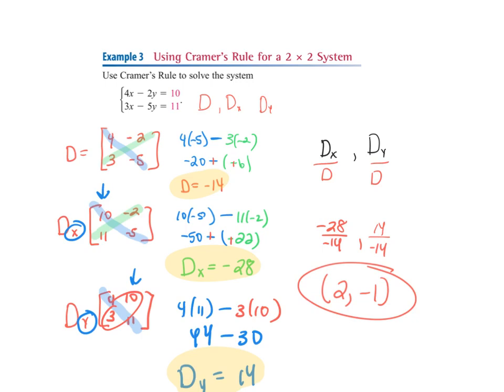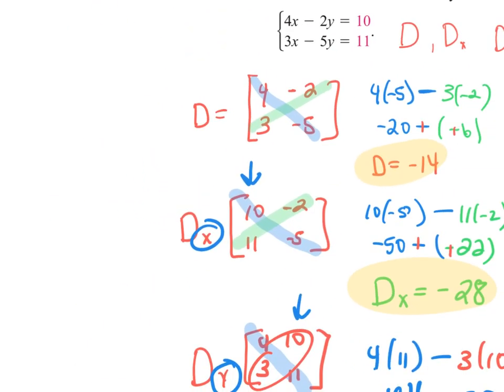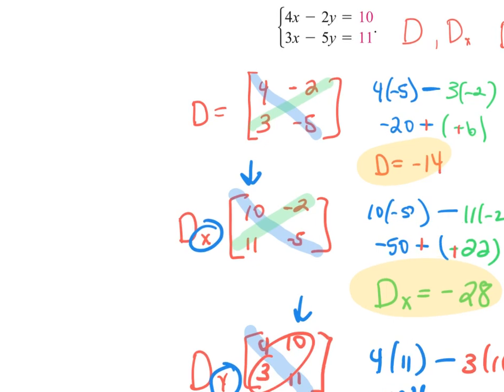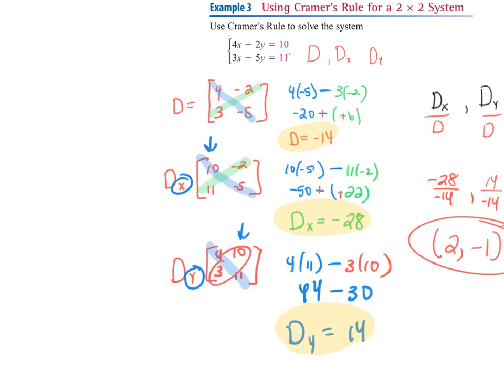How do I know that I'm right? Plug it back in. Take 2 and negative 1 and plug it back in. So what you do first, let's go through this. The first thing you do is you find the determinant. You use the coefficients. Then you find the determinant for d sub x, d sub y. Say there's a z, d sub z. Whatever little letter you have, like d sub x, instead of the coefficients, you put the answers. And then at the end, you just divide them.